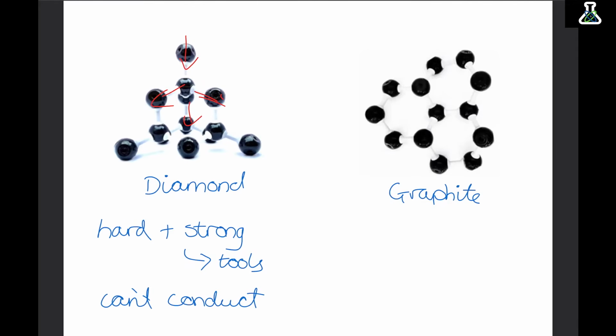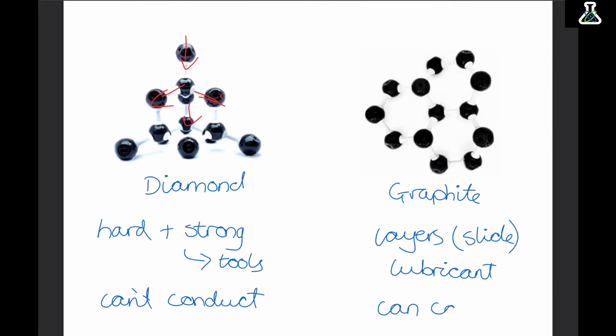Now graphite is organised in layers, and these can slide over each other. So this makes graphite a very good lubricant. And graphite can conduct electricity, because every atom is only bonded to 3 other carbon atoms, so that we have this spare electron that can delocalise and become a flow of electricity.